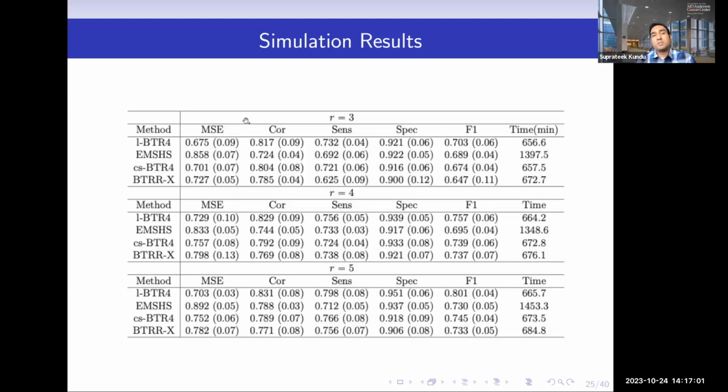And you can immediately see that this method has good predictive performance. This is the MSE and the correlation: good predictive performance, good feature selection, high specificity, reasonable sensitivity, and good F1 scores. And these are for different matrix decomposition ranks. So you can see that the proposed approach has consistently good predictive performance and feature selection performance.